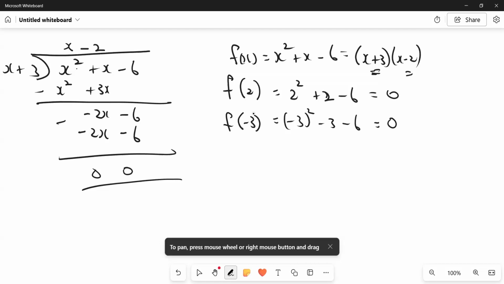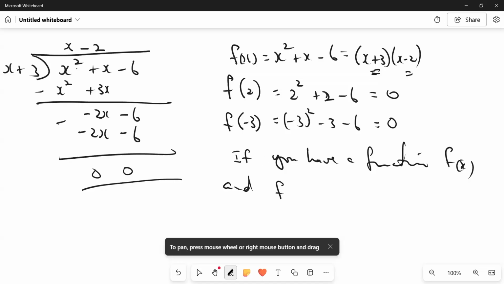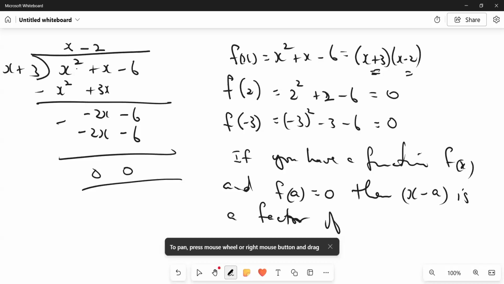We came up with the idea then, hey, I could make a little rule, right? So basically, we're saying that if you have a function f(x) and f(a) is equal to 0, then x minus a is a factor of f(x).